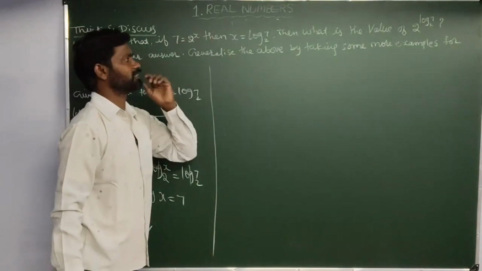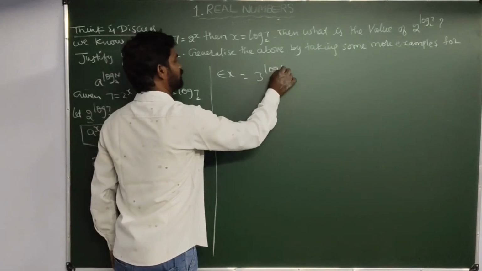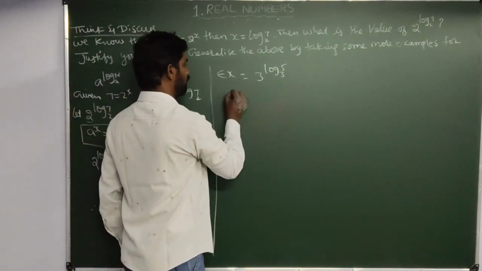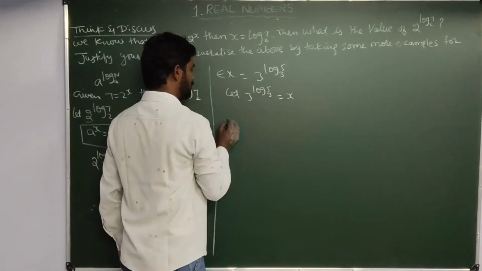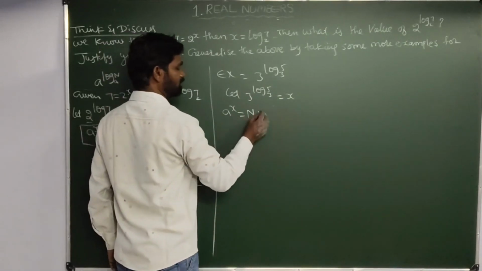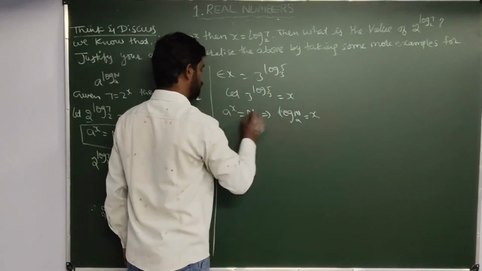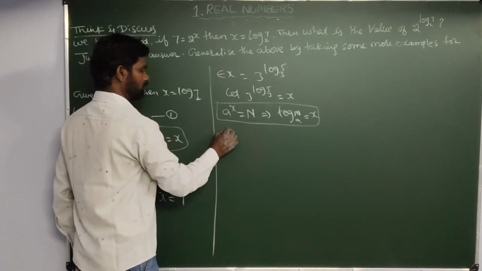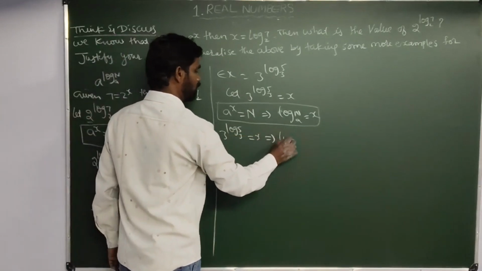Now we have to take some more examples. So justify your answer. Generalize by taking some more examples. Let me take one example: 3 power log 5 base 3. Okay. So what happens? Let 3 power log 5 base 3 be equal to x. By using the definition, a power x is equal to n implies log n base a is equal to x. So this is the formula. Now we are going to apply this formula. So 3 power log 5 base 3 is equal to x implies log n.